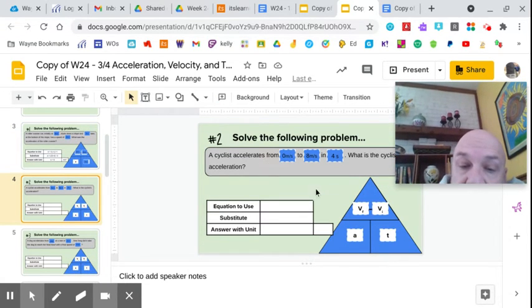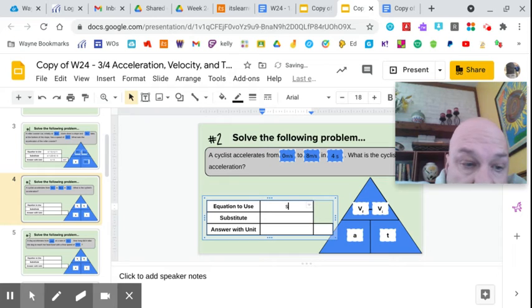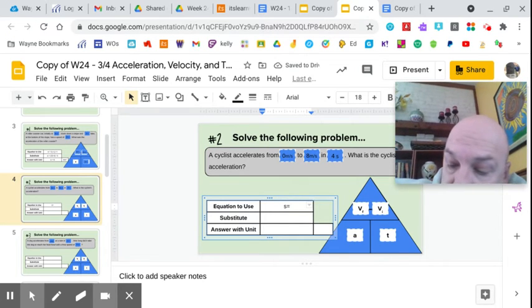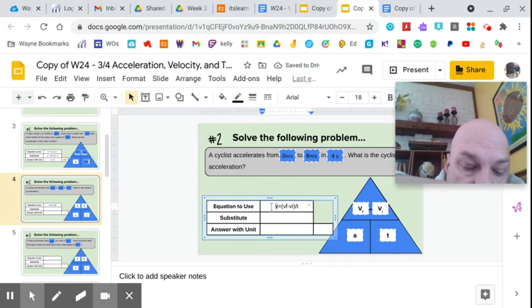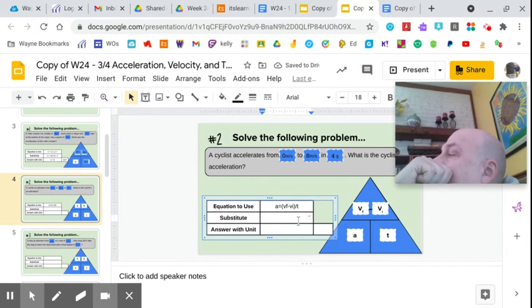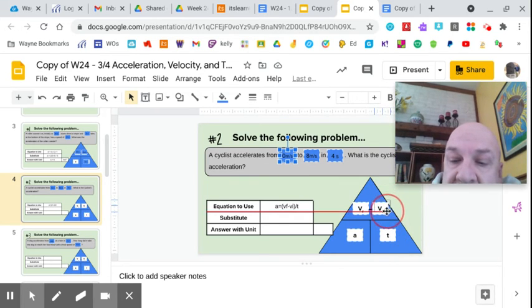All right, so here we go. The equation to use, it says, what is the cycle's acceleration? It's going to be A equals VF minus VI divided by T. All right, so it started from here. So this is the from, which is where it was initially. This is where it's going to. And this is how long it took to do it.